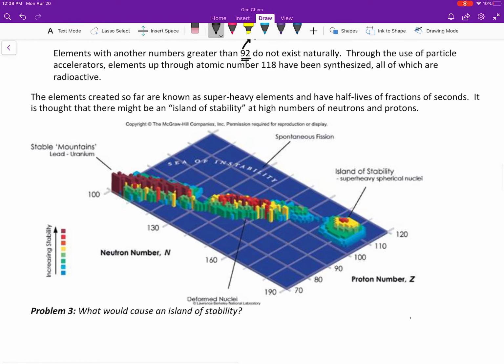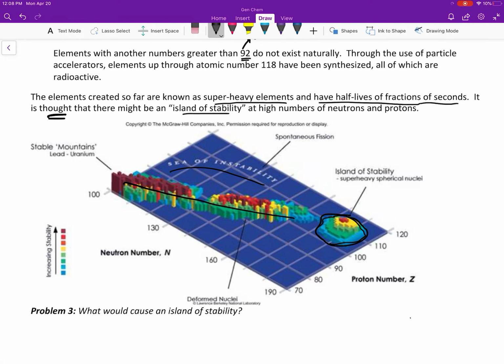The elements created so far are known as super heavy elements and have half-lives of fractions of a second. So they're not very useful. They don't live very long. And it's thought that there might be what's called an island of stability at higher numbers of neutrons and protons. And so we see this up here. This is our band of stability and the sea of instability, which is just a strange thing. And there might be this island up here.